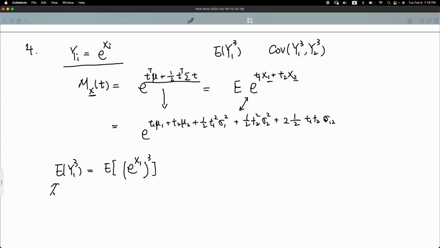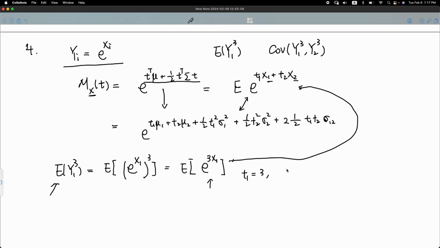So here we just started with the quantity of interest that we want to find, and then let's see if we can bridge from the known information. Equal to the expectation of e raised to the power of 3x1. Okay, so after you recognize y1 raised to the power of 3 is essentially this, now we can bridge between this, and let me just point it out, and then I will erase this. We're going to bridge with that. And you can evaluate this quantity by setting T1 equal to 3 and T2 equal to 0. So that will be our strategy here. Any question up to this point?